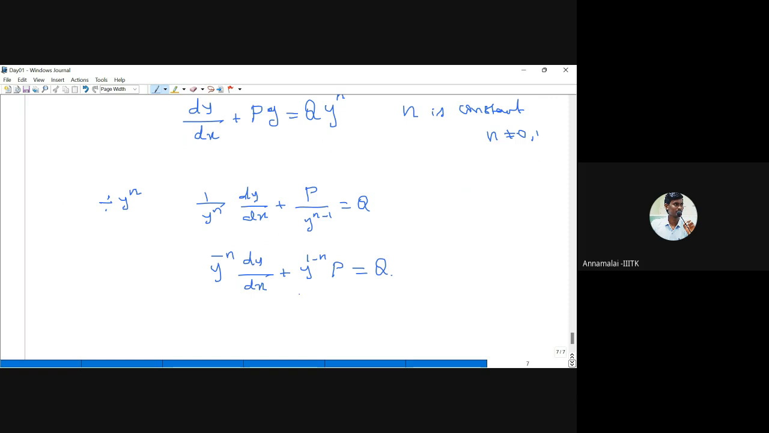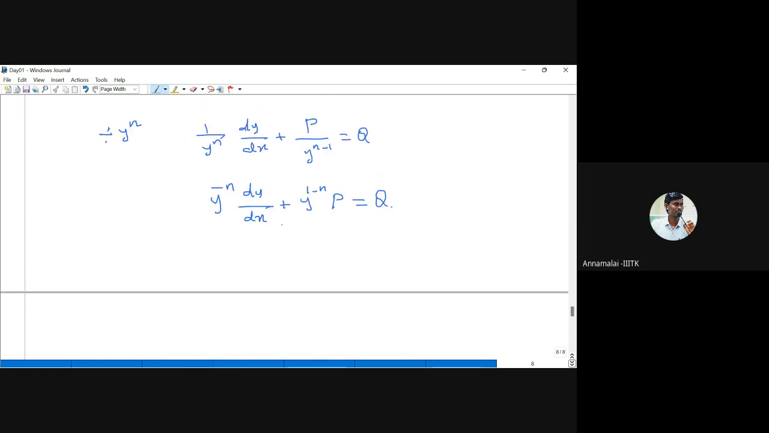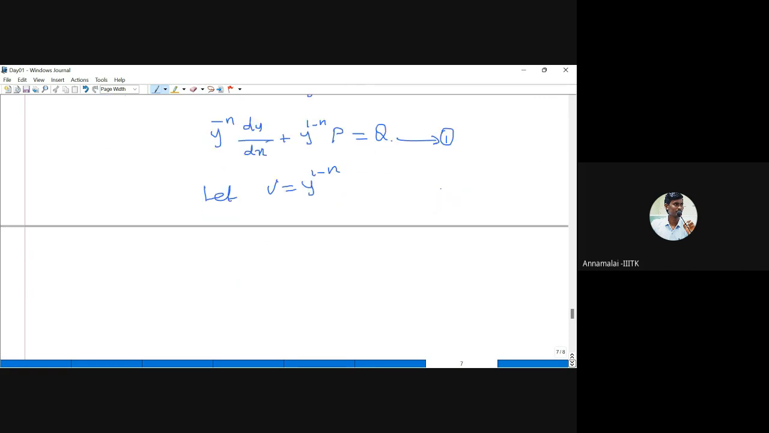Now we call y power 1 minus n some value v. So let v equal y power 1 minus n. Now this equation is in terms of y and x, and we'll get a new equation in terms of v and x. We have to differentiate this equation with respect to x, and we get dv by dx equals 1 minus n into y power minus n, because we subtract one from the power, and then we differentiate y and get dy by dx.